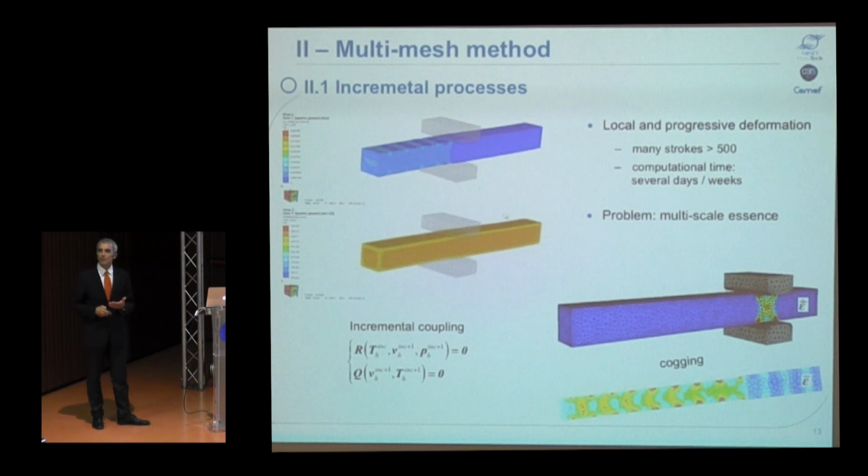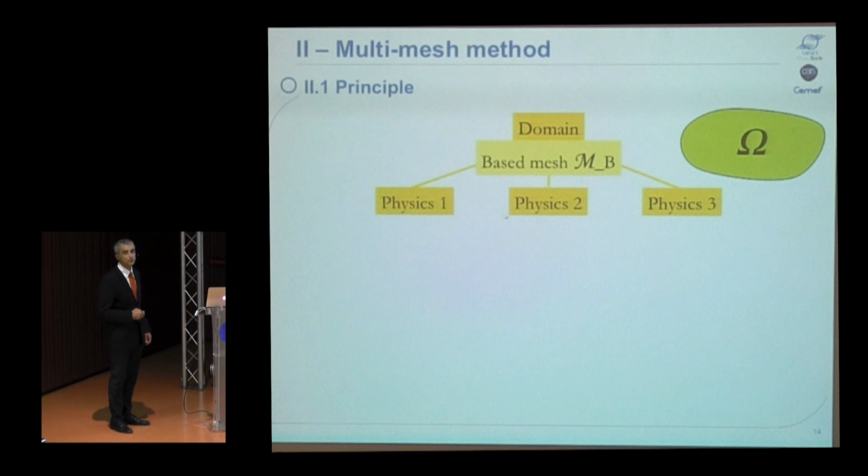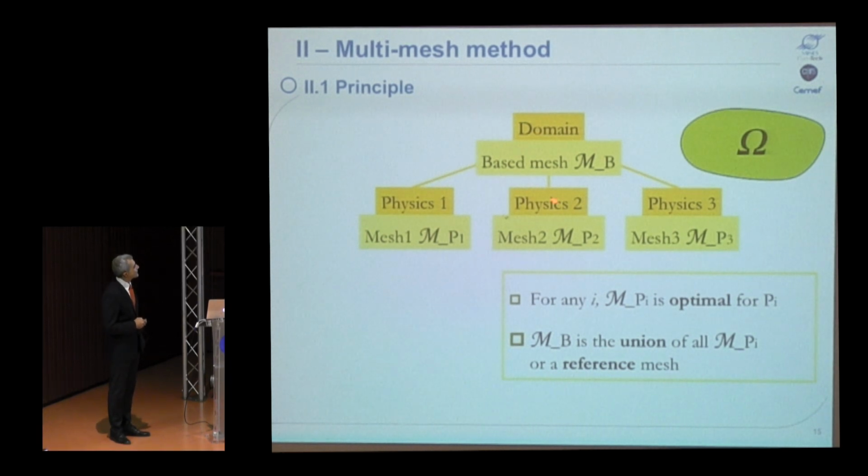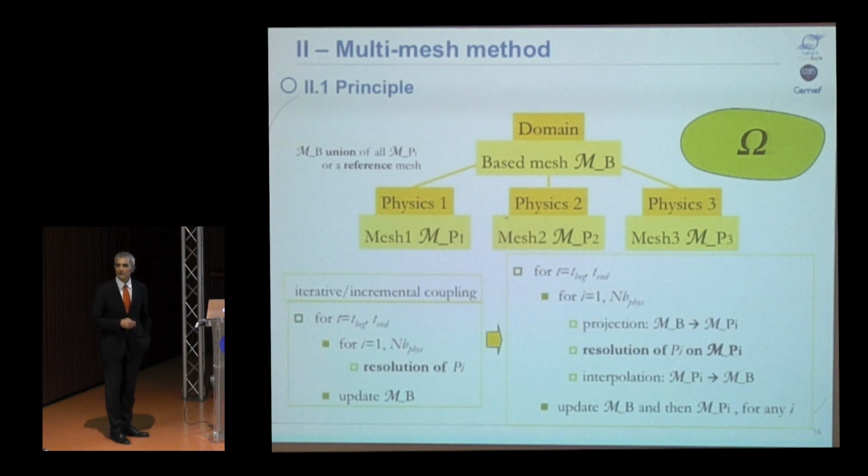So we can study this problem in a more global frame by considering that we have a domain. On that domain, there are several physics to be solved. Usually we use a single mesh that is supposed to be uniformly refined according to each physics. The principle of the multimesh approach is to have for each physics an optimal mesh that is designed to produce optimal calculation for each of the physics. And then the base mesh is supposed to be the union of all those meshes. If we have an incremental coupling, as I've introduced in the beginning, it means that for any time step, we have to resolve the different physics simultaneously.